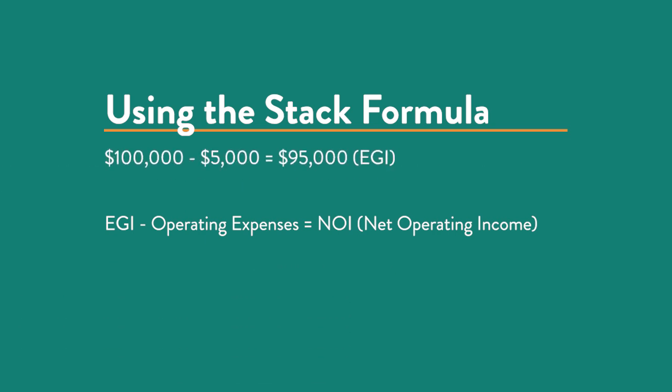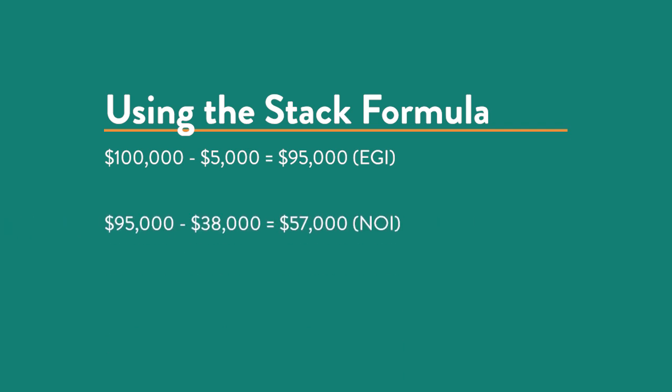PGI is $100,000. Vacancy and collection losses are 5%, which is $5,000. Subtracting that gives us an EGI of $95,000. Subtract the operating expenses of $38,000, and we find the NOI is $57,000.